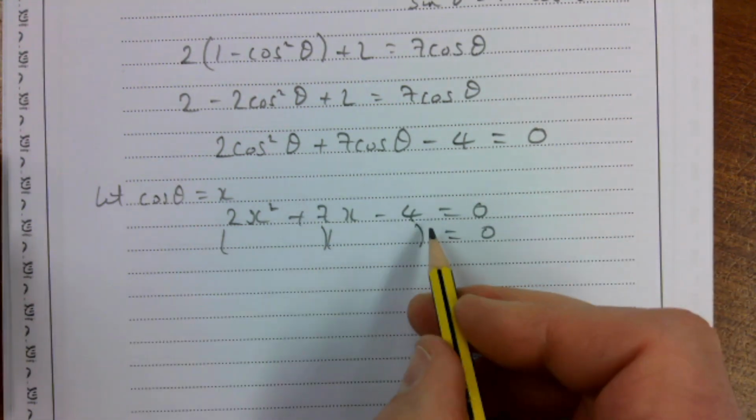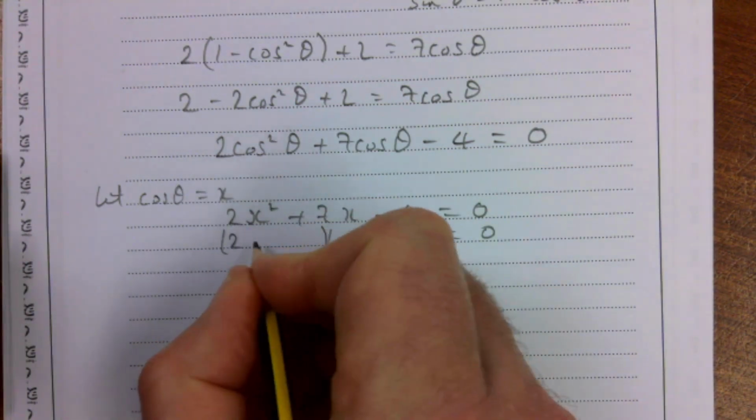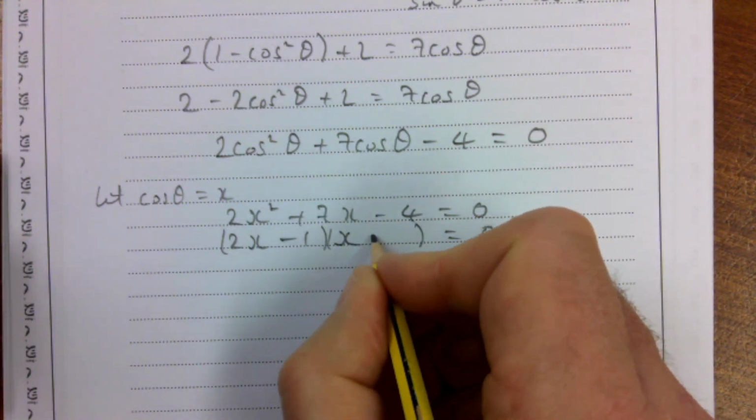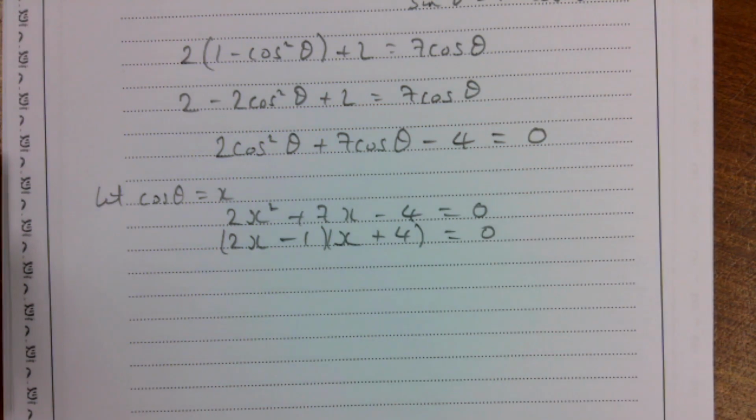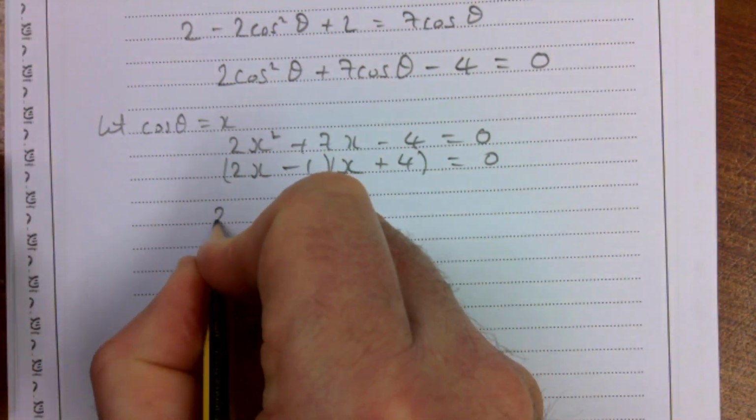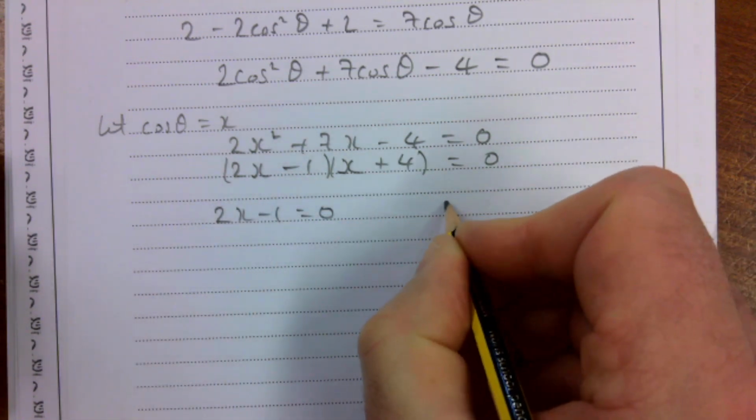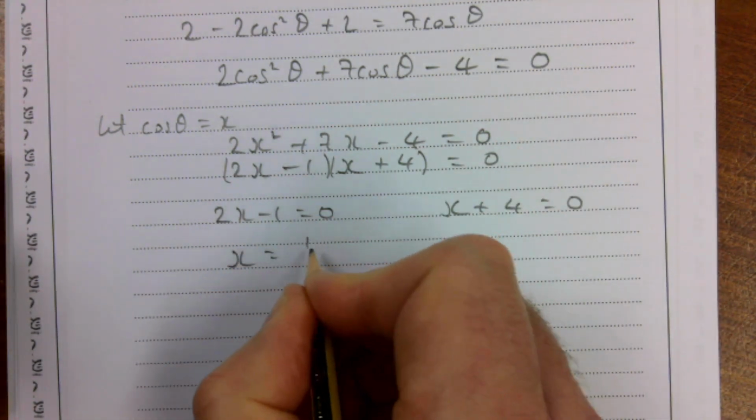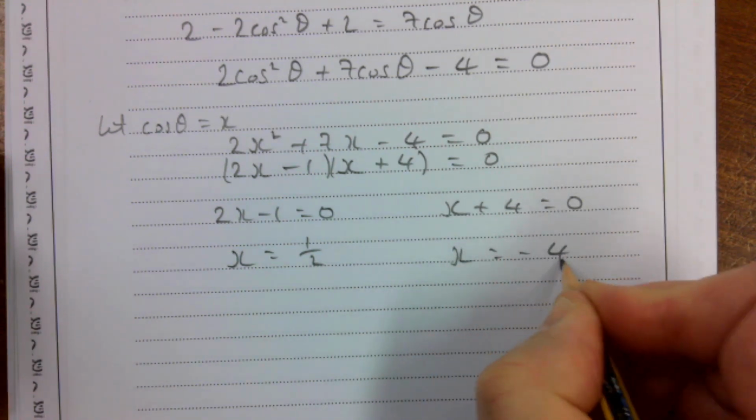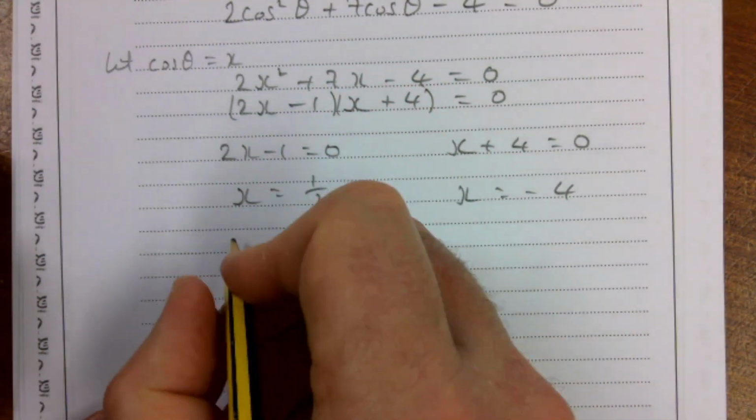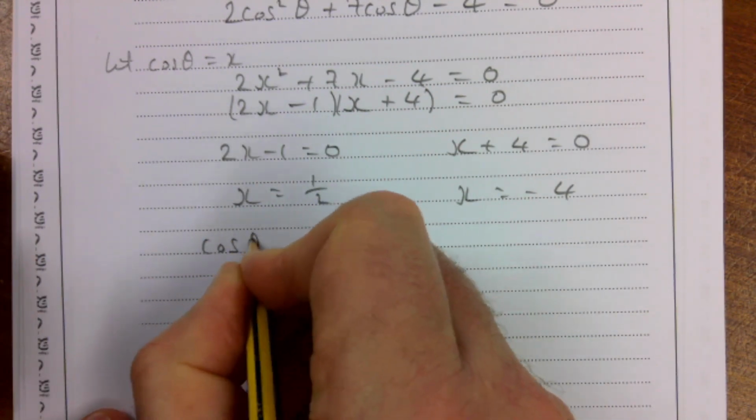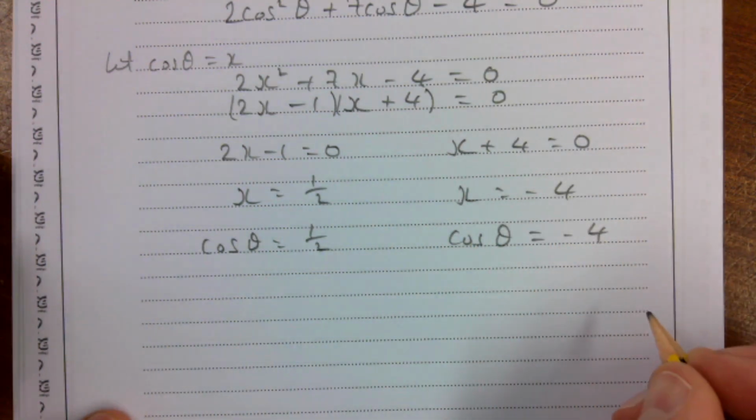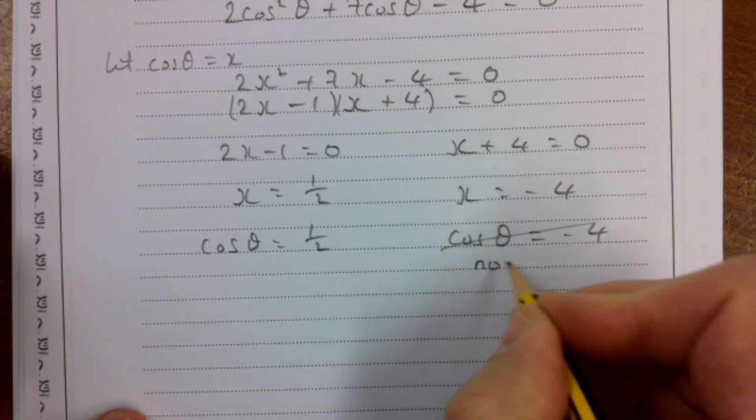So you should know how to factorize a quadratic. People have different methods for doing it, but I think we get 2x minus 1, and then we get x plus 4. So that gives me then 2x minus 1 is 0, or x plus 4 is 0. It gives me x is a half, or x is minus 4. Changing it back then, that means cos theta is a half, or cos theta is minus 4, and that one then has no solution.